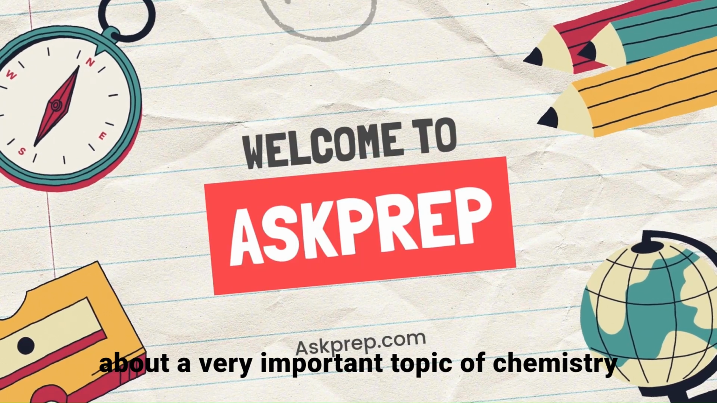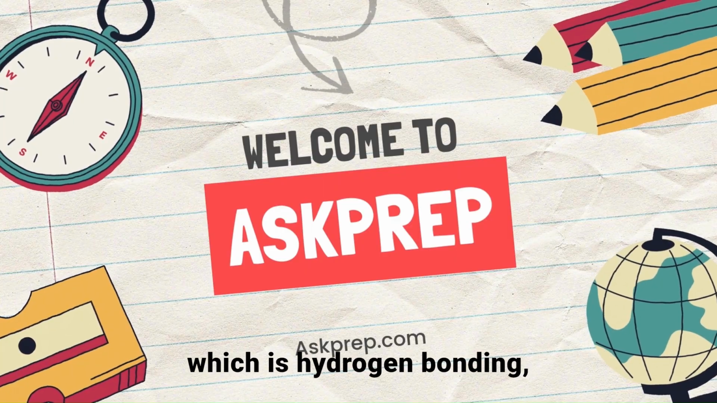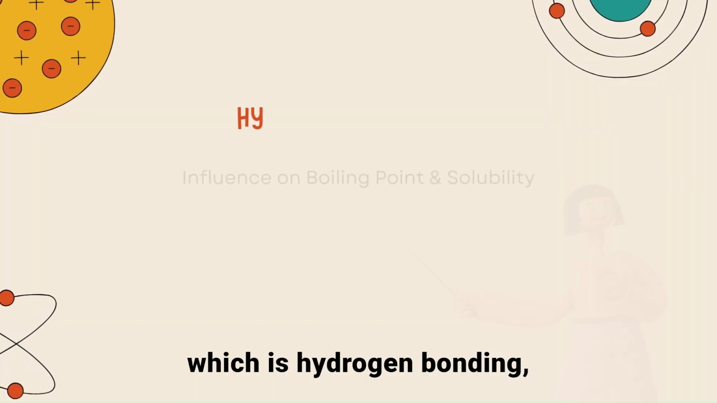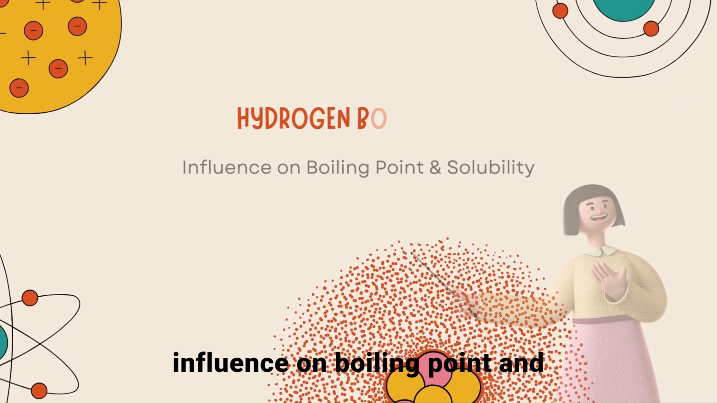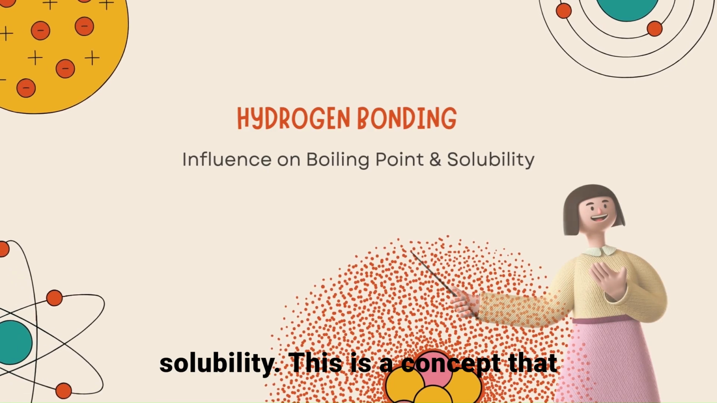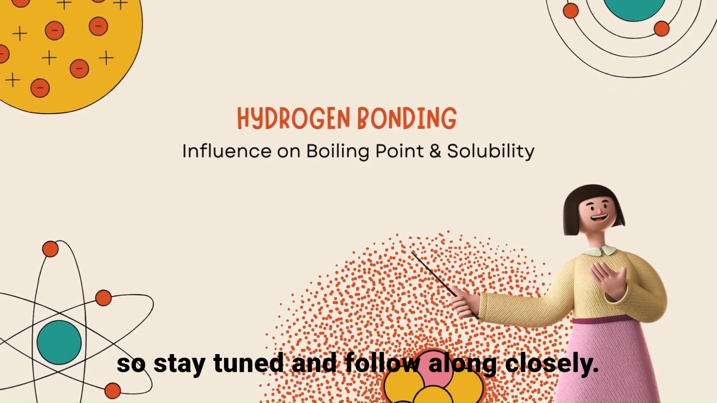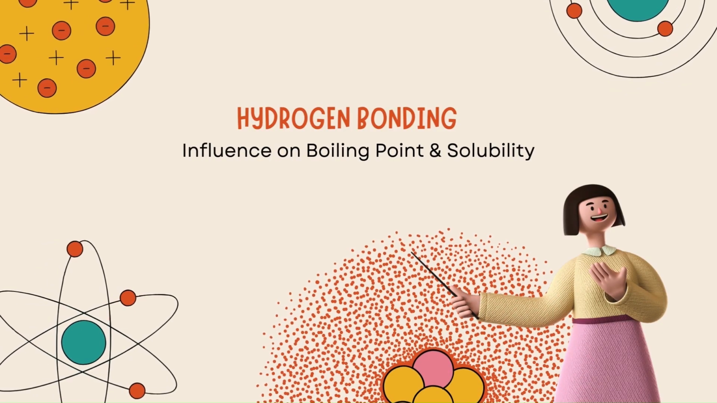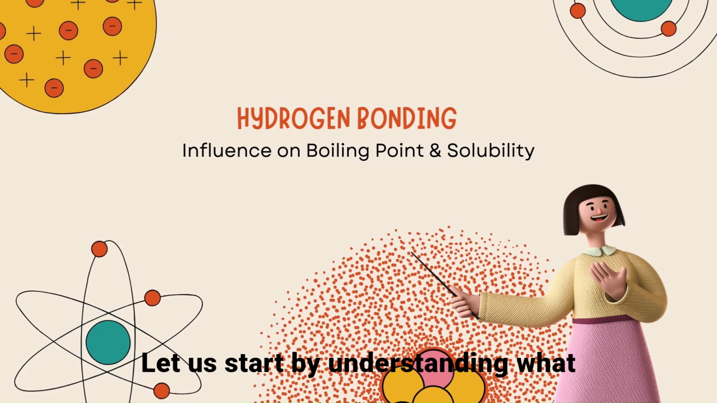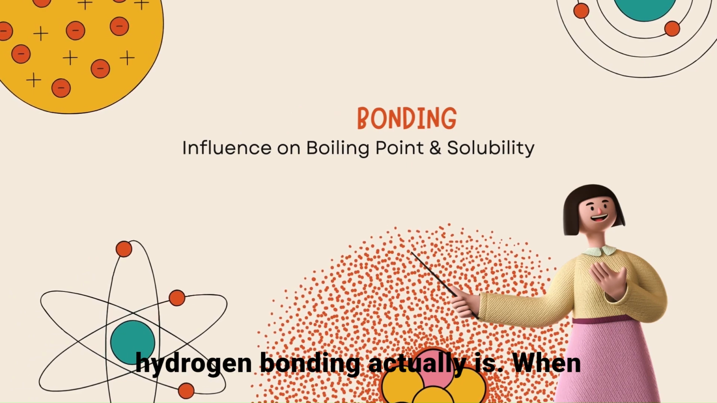Today we will study a very important topic of chemistry, which is hydrogen bonding, its influence on boiling point and solubility. This is a concept that often shows up in NEET and JEE exams, so stay tuned and follow along closely. Let's start by understanding what hydrogen bonding actually is.